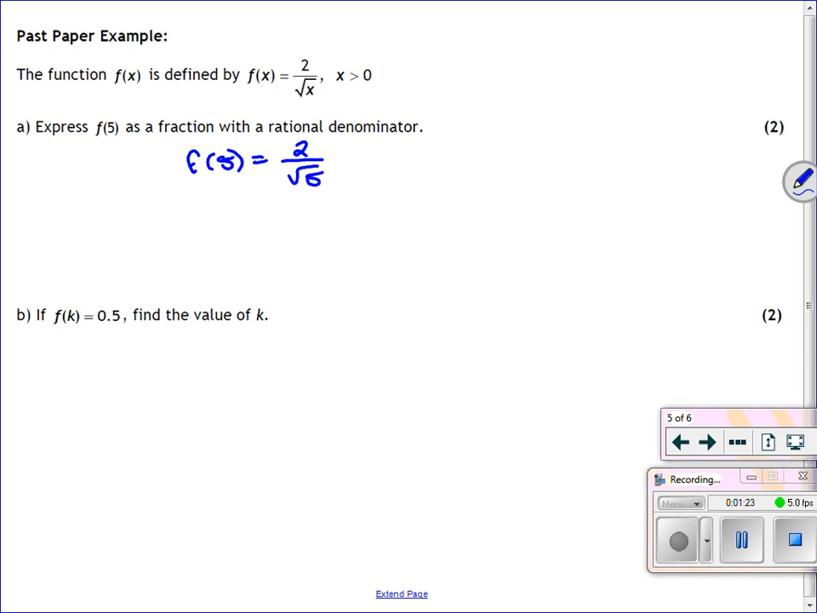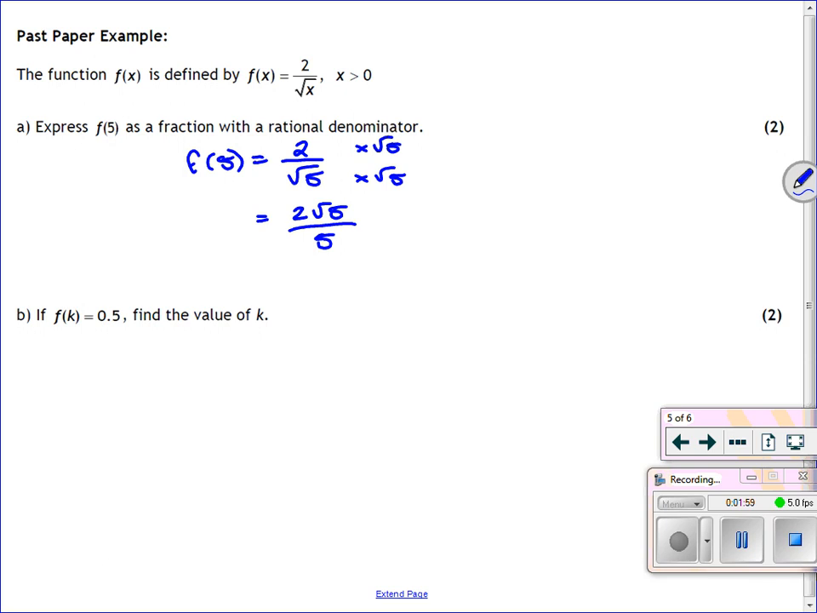Now what I need to do is actually rationalise the denominator. As you should remember from our work on rationalising denominators, to do that we multiply top and bottom by the surd on the bottom. So in this case I'm going to multiply top and bottom by root 5. That is going to give me 2 root 5 over root 5 times root 5, which is just going to be 5.